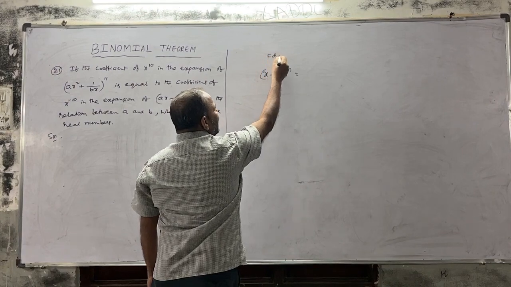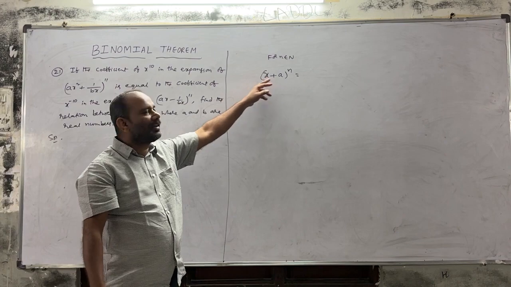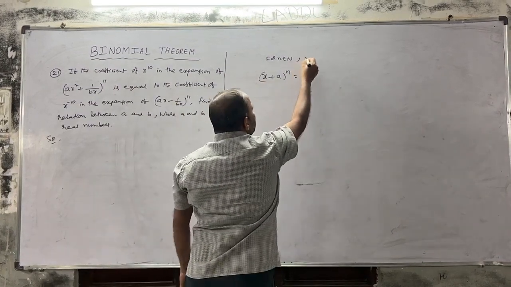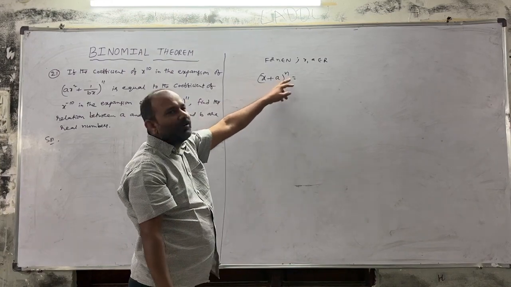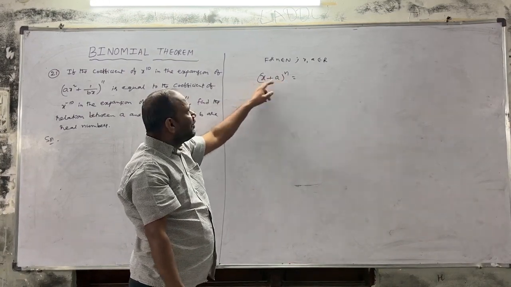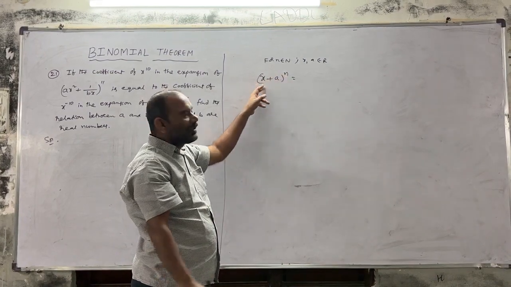Here n is any natural number, n belongs to capital N, and x and a are real numbers. x, a real numbers. (x + a)^n. x is the first term, a is the second term, two terms, power n, binomial expansion.